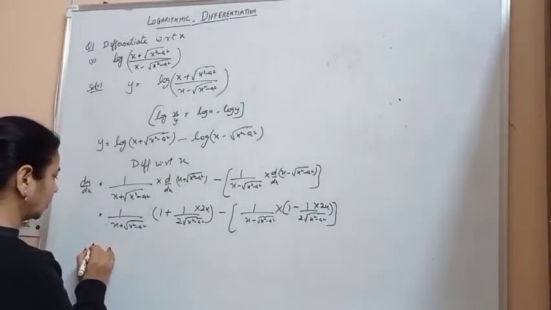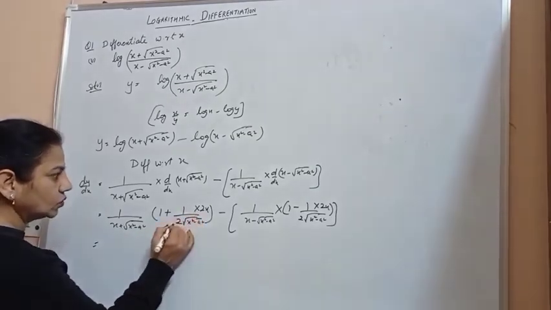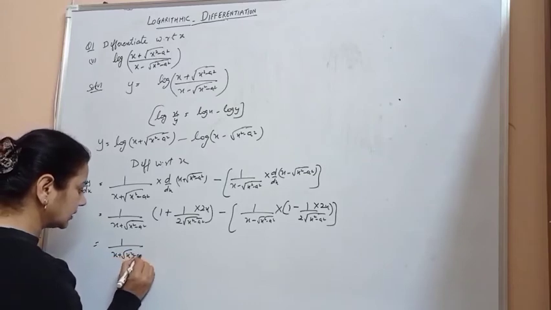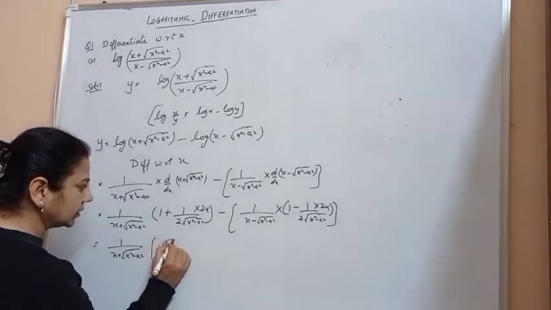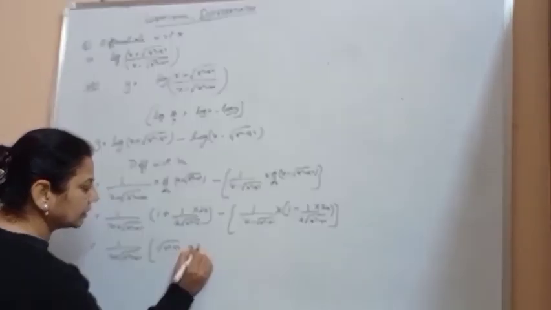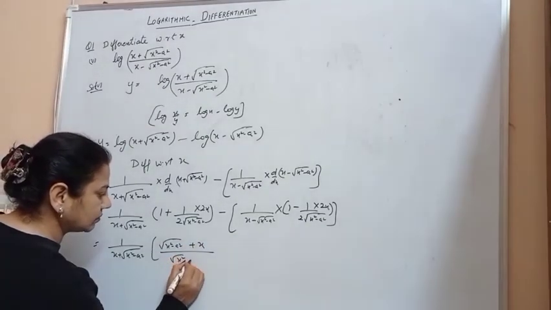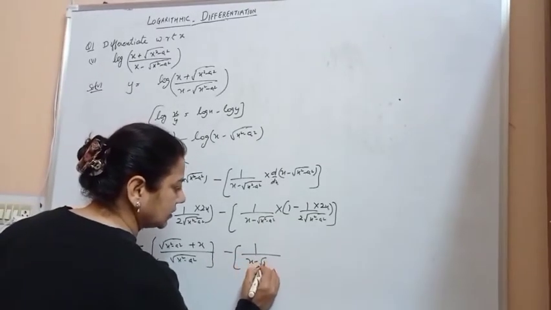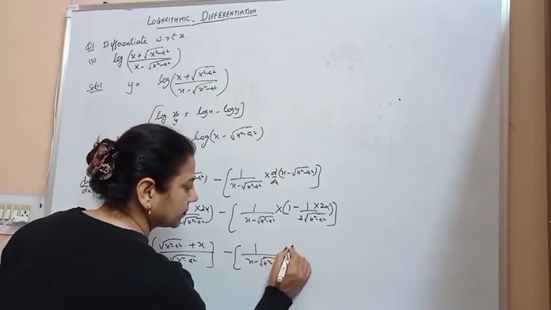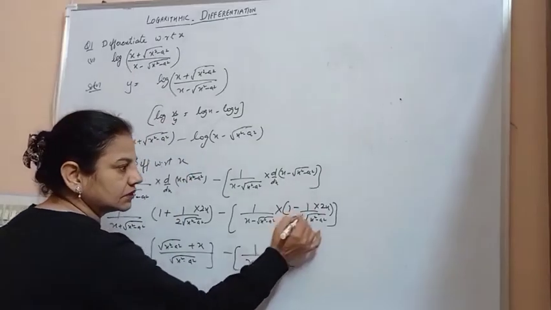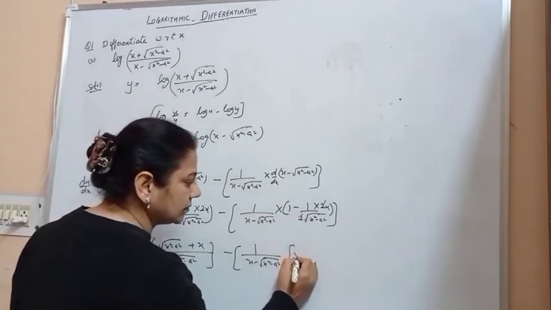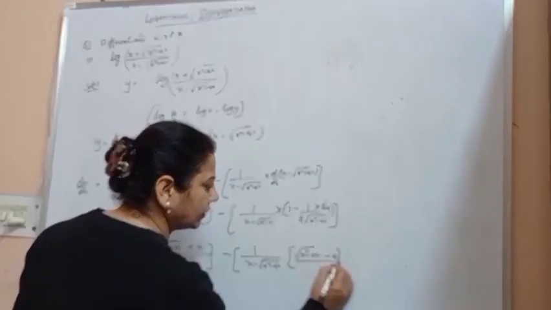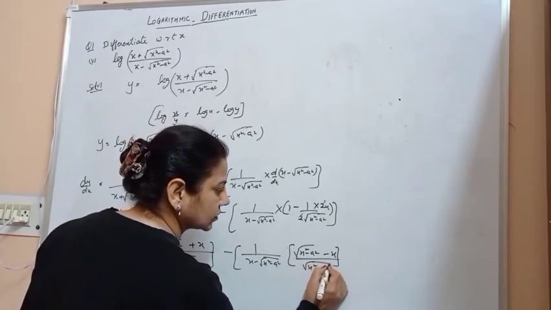Now take the LCM and solve it. What should I get? I get here the 2 cancels out. I have 1 upon x plus under root x square minus a square. If I take the LCM, I get under root x square minus a square plus x upon under root x square minus a square. Minus, I have 1 upon x minus under root x square minus a square, and in this case the 2 and 2 cancel out, take the LCM, under root x square minus a square minus x upon under root x square minus a square.